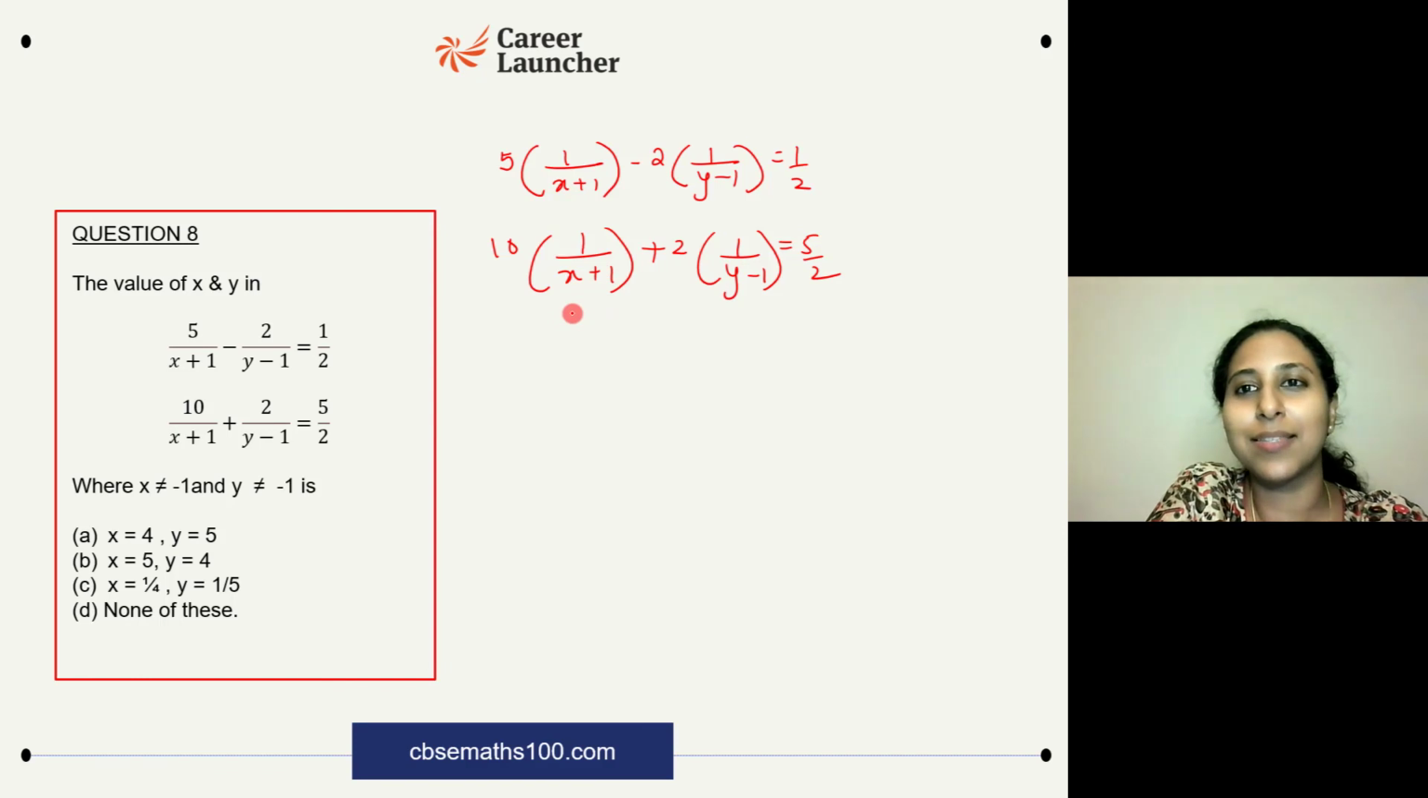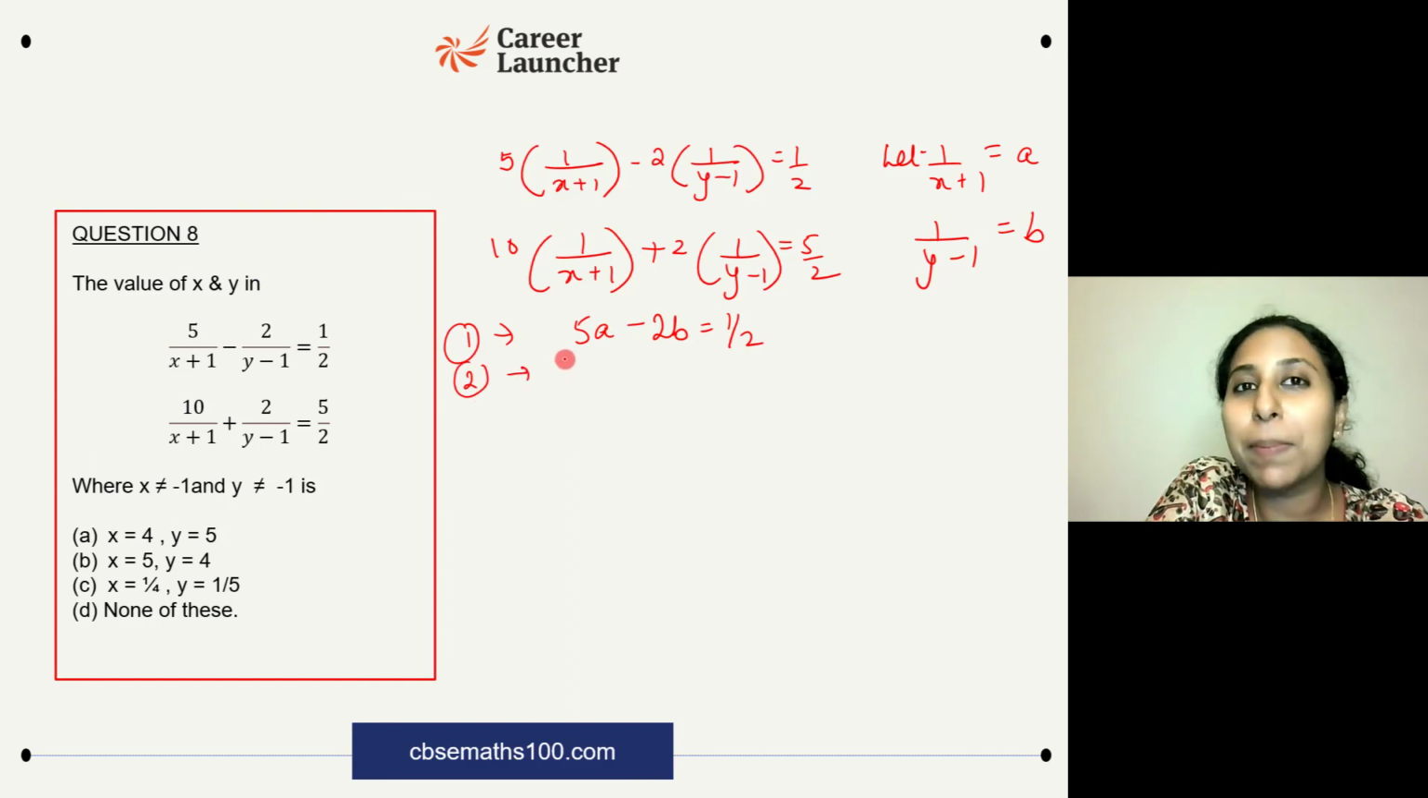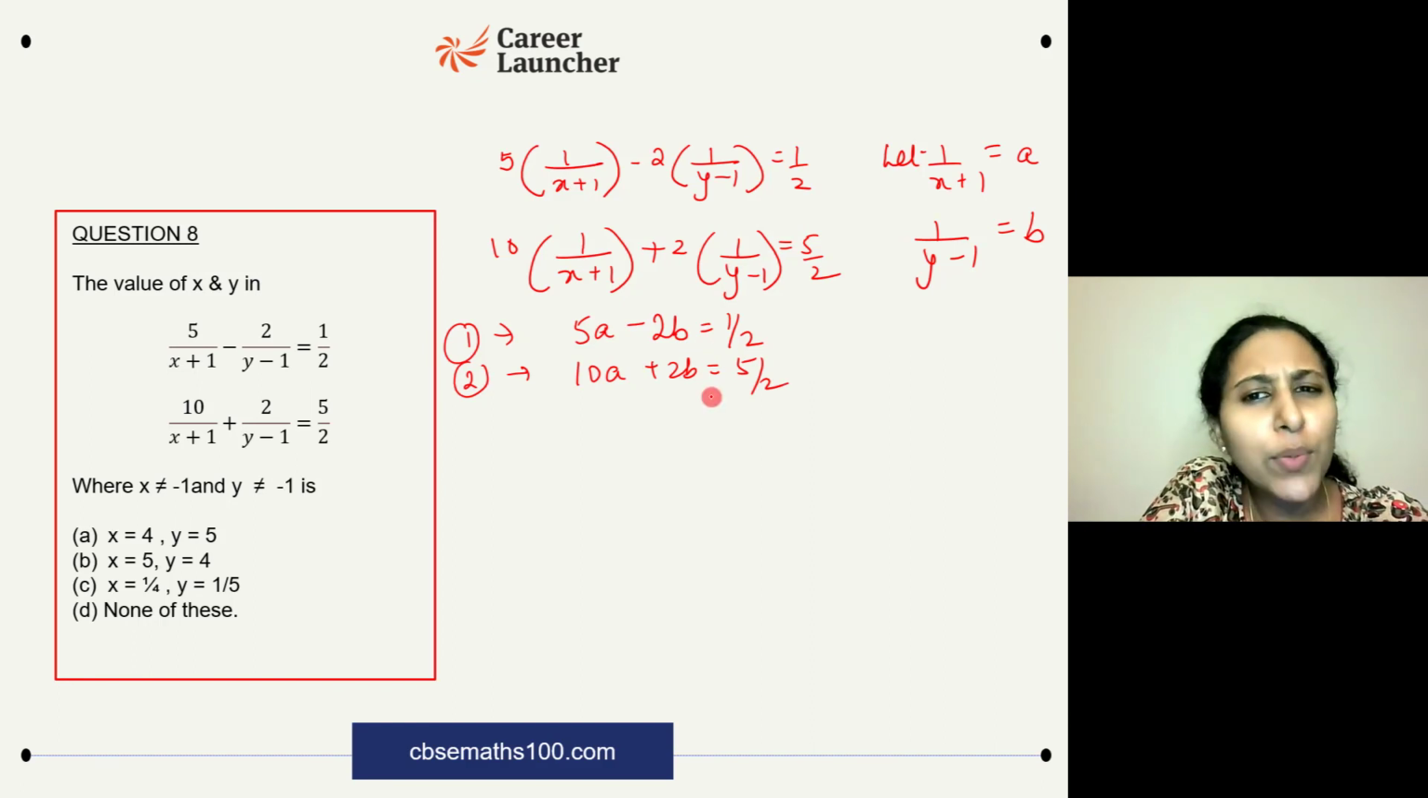Just for clarity's sake, I will show right now the method where we are substituting these two quantities by other letters. So if I'm saying let 1 by x plus 1 equals a and 1 by y minus 1 is equal to b, how do both these equations change? The first equation will become 5a minus 2b is equal to half, and the second equation will become 10a plus 2b is equal to 5 by 2. What do we do next?